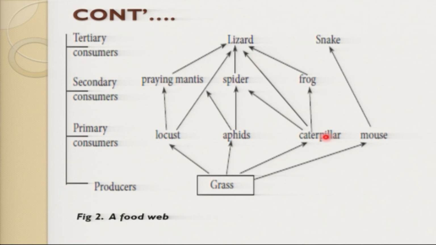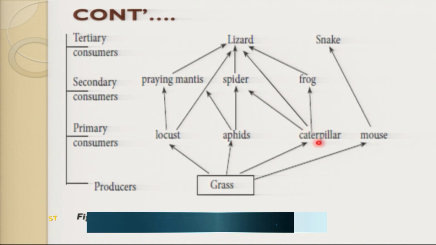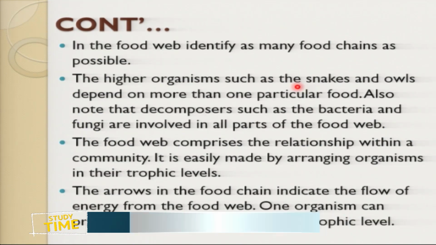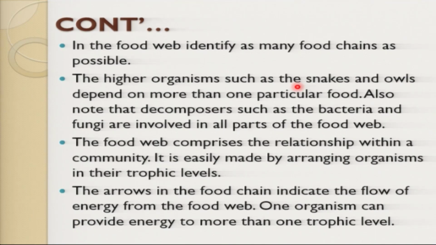A caterpillar can be eaten by the lizards, as well as by the frog. So if the frog misses the caterpillar, it can also be eaten by the lizard. Something like that.